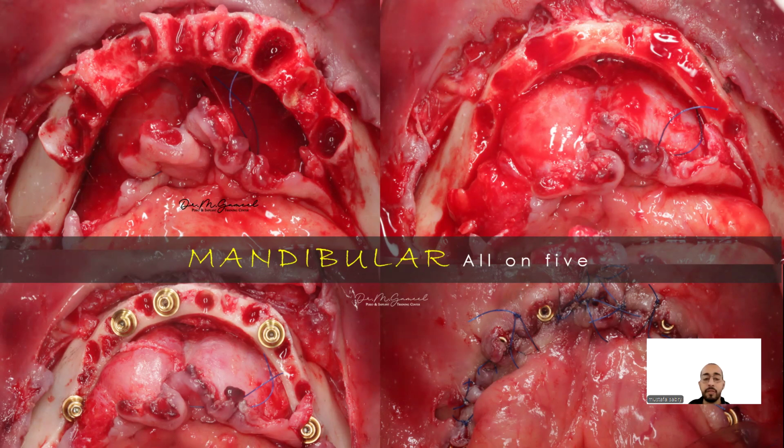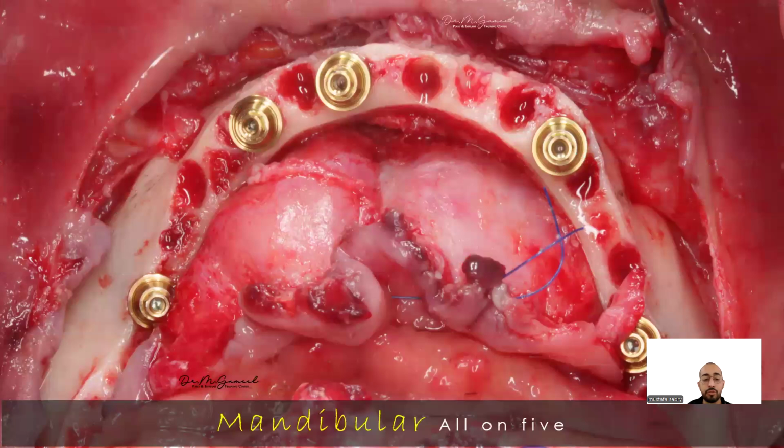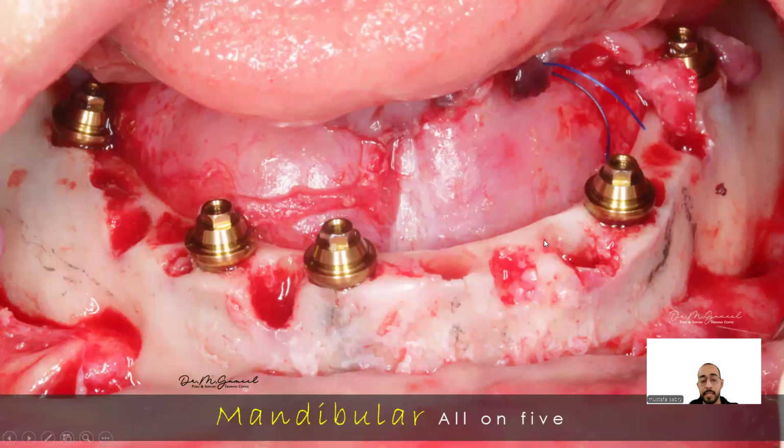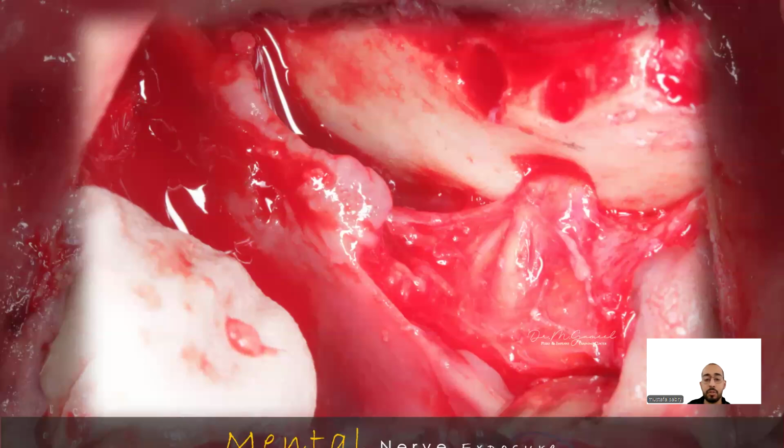And here, a very important anatomical structure, which is the mental nerve. Guys, take care, don't hit this, please. And this is beautifully how intact it is after placing our tilted implants, how the branches look like.